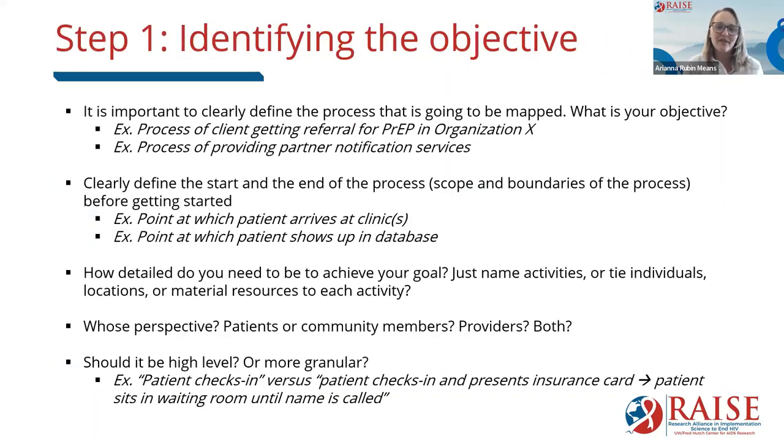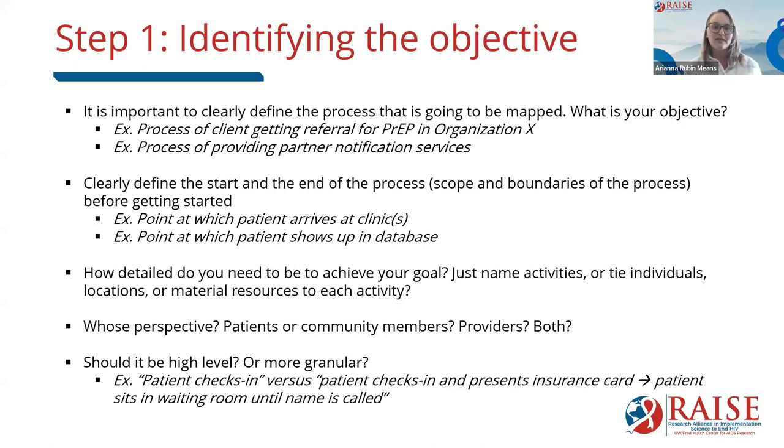So the first step, identifying the objective, is essential. Just like how when you establish a strong research question prior to beginning a study, establishing a really clear process mapping objective is important because it helps ensure that the entire effort is feasible and will be effective. So you want to take the time from the very beginning to work with your colleagues to create a really clear objective. So for example, something like mapping HIV services is way too broad. Instead, you want to think about, are you mapping the process of clients getting PrEP referrals within a specific organization? Or are you mapping the process of partner notification services? You want to state it really clearly.